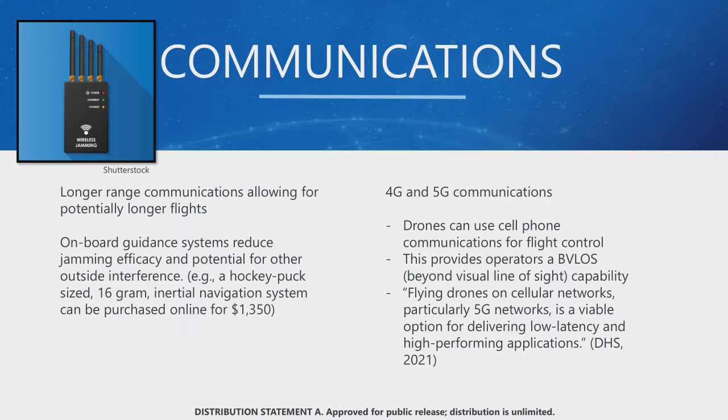So communications is another thing that is increasing with drones in size, scope, and potential. Longer range communications allow for longer flights. Onboard guidance systems can be used, and in this case, that would allow the drone to guide itself and have no connection link back to a ground operator, which then could allow that drone to be pre-programmed, and trying to hack or jam any type of signal would become useless.